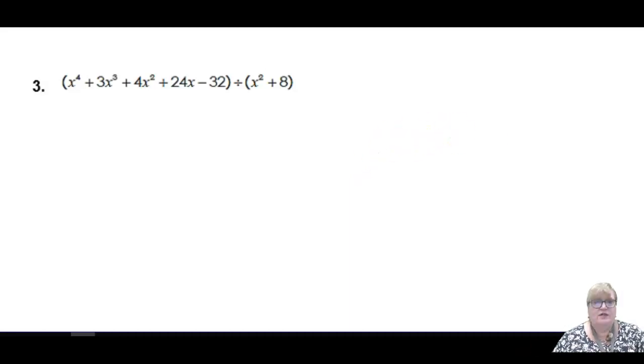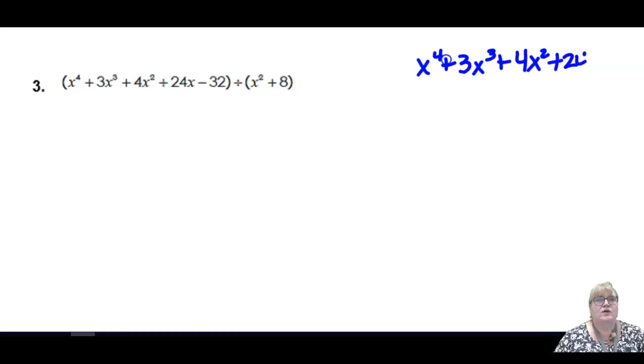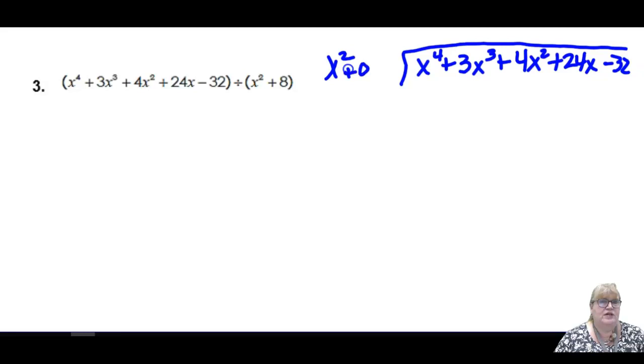One more long division. This one requires some placeholders. So we have x to the 4th plus 3x cubed plus 4x squared plus 24x minus 32, and we are dividing that by x squared, and this is where the placeholder comes in, which is kind of unusual, plus 0x plus 8. You really wouldn't have to have a placeholder there as long as you were careful to line things up.